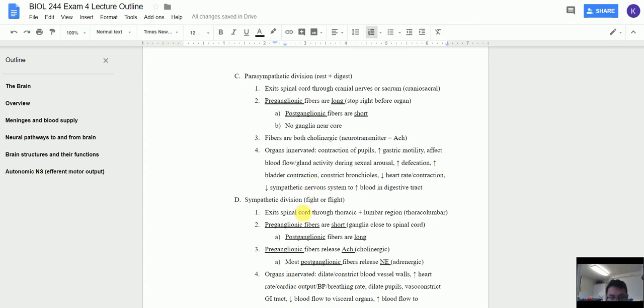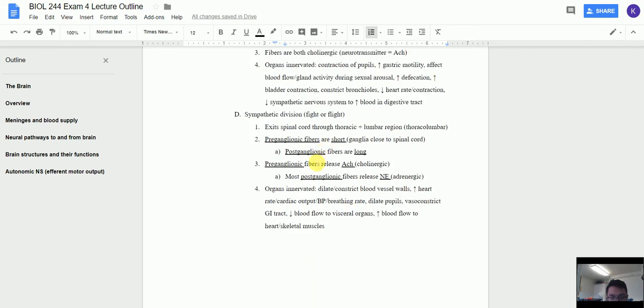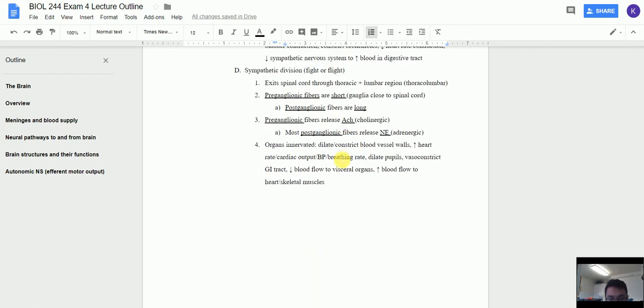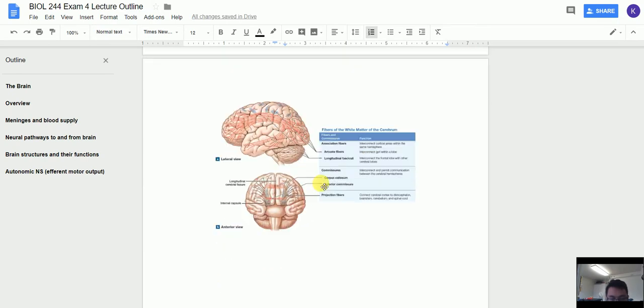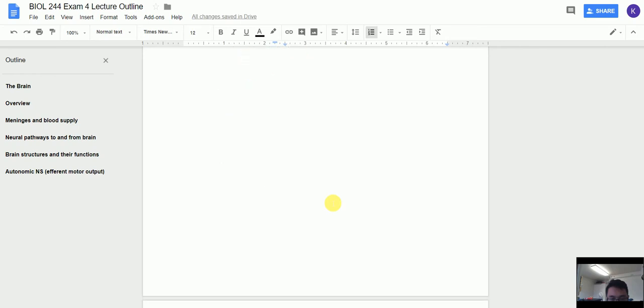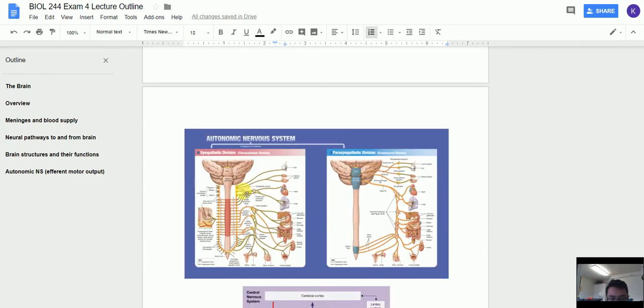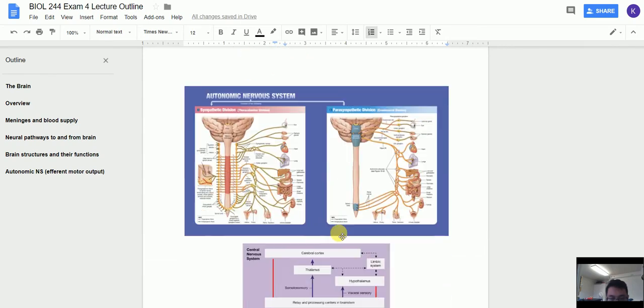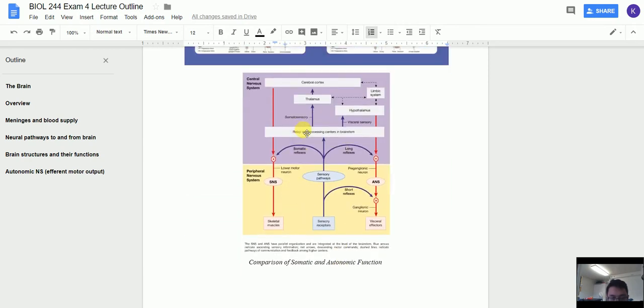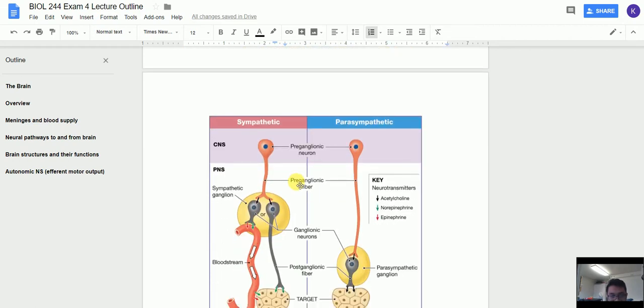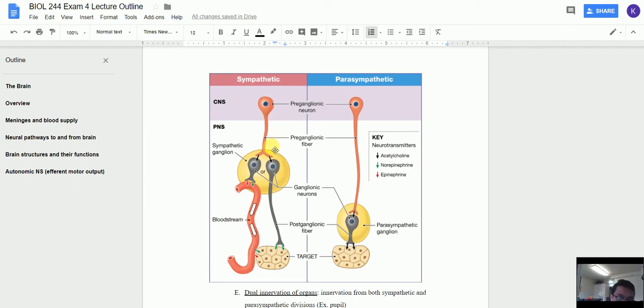Sympathetic division: preganglionic fibers are short, ganglia are close to the spinal cord, postganglionic fibers are long. Okay. Some of the fibers and different organs innervated by the autonomic nervous system, different pathways, reflexes. Sympathetic: short preganglionic, long postganglionic.